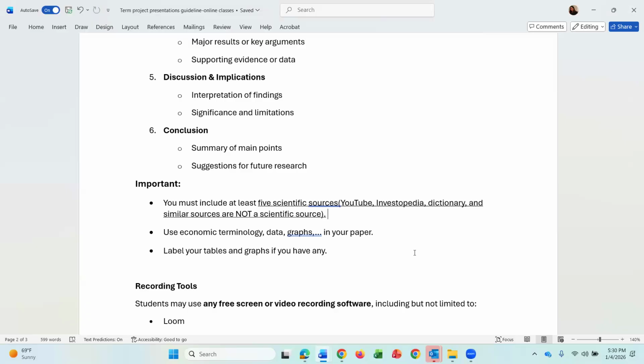But even if you do not have that for your sources, I need to see at least 5 scientific sources in your research, in your presentation.